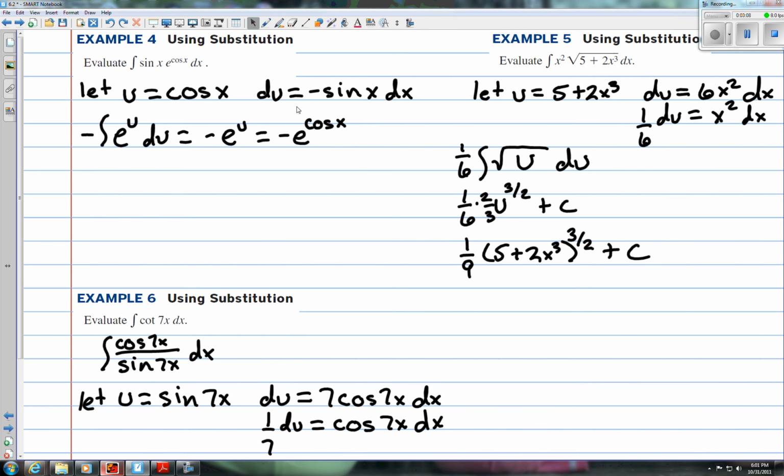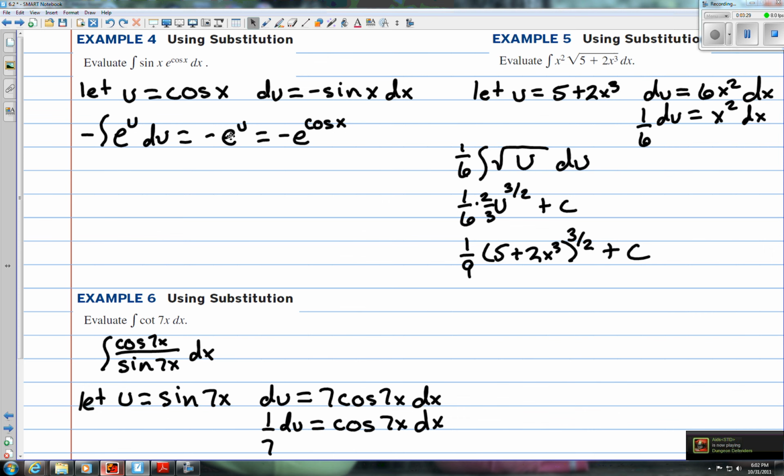Well, now we're going to make the substitution. Where we see the cosine, we're going to put u. And where we see sine of x dx, we're actually going to put negative du, because I could divide both sides by negative. So negative du. Sine of x dx is replaced with negative du.